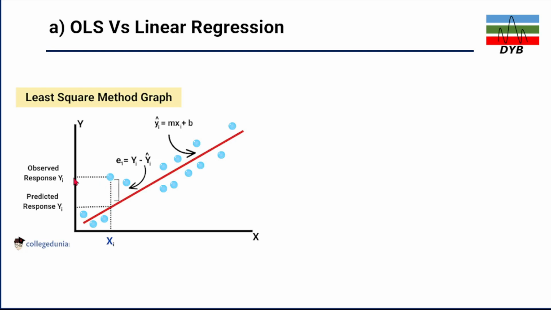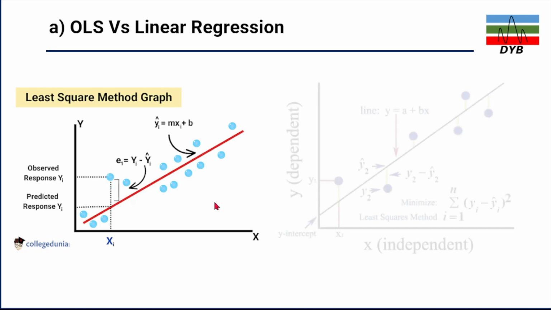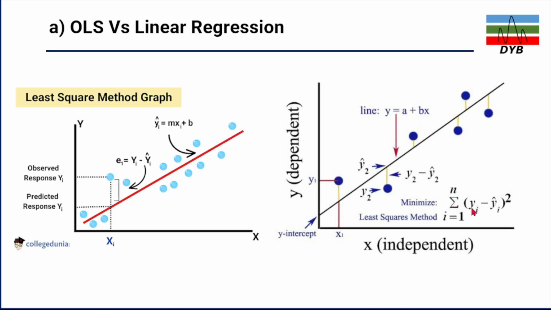Once we have the values, let's say y and this is xi, we can put them in the formula, which is this one: the summation of y, which is the actual value, minus y cap, which is the predicted value, whole square. So this is how the OLS, or ordinary least square regression, method works.